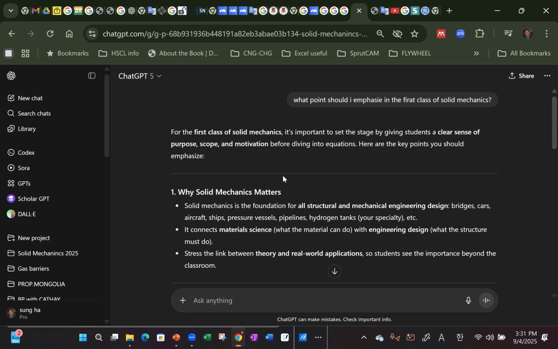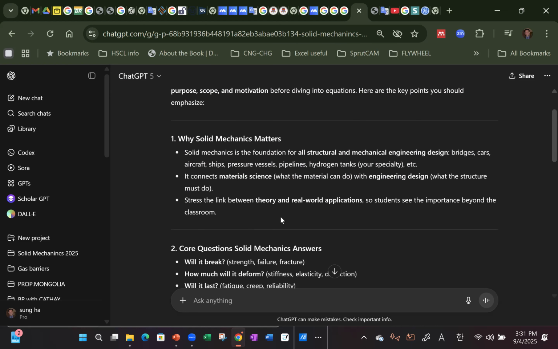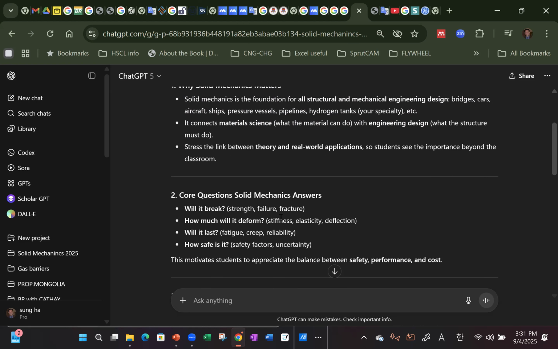Will it last? Continue to improve reliability. How safe is it? Safety factors, uncertainty. This motivates students to appreciate the balance between safety, performance, and cost.